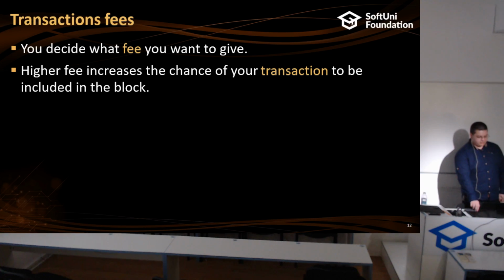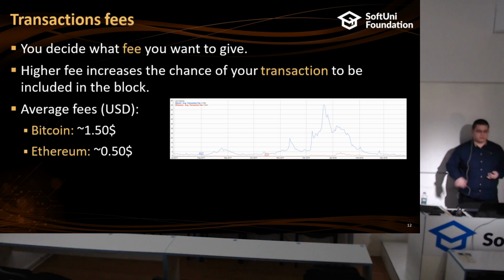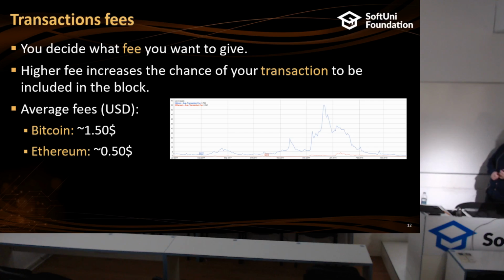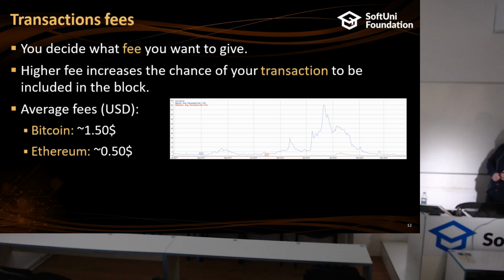So what are the average fees in these networks? For example, when I created the presentation, Bitcoin had around $1.50 for a single transaction, while Ethereum had something like half a dollar. And these fees are not set in stone again. This is pretty much how much people want to offer.